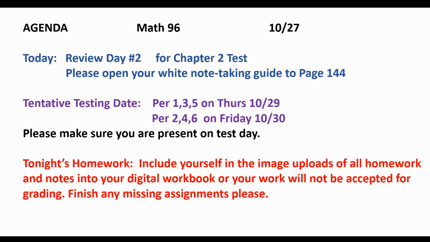So I did change the testing date for periods 2, 4, 6. It'll be on Friday. Period 1, 3, 5, it'll be on Thursday. So please take note, period 2, 4, and 6, your test is on Friday.